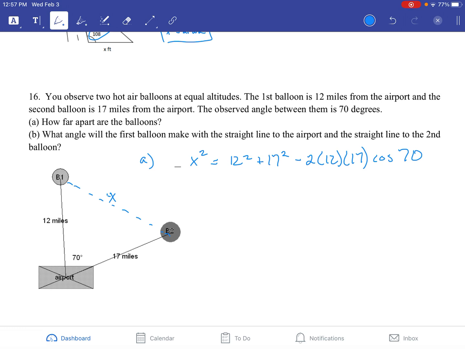So we put that in our calculator, 12 squared plus 17 squared minus 2 times 12 times 17 times the cosine of 70. You take that answer and square root it, and x will equal 17.13. Okay, next, part B.